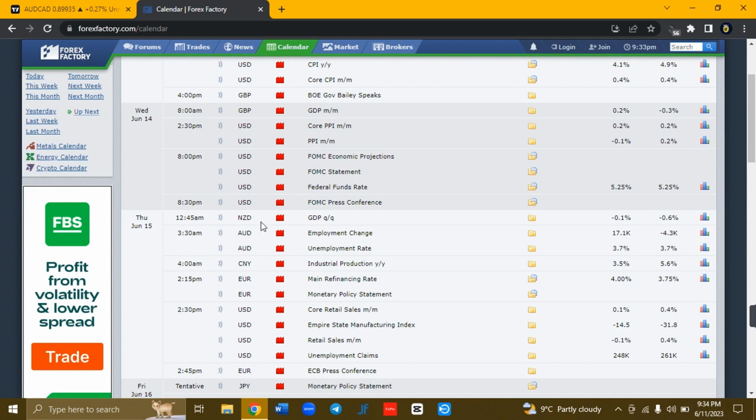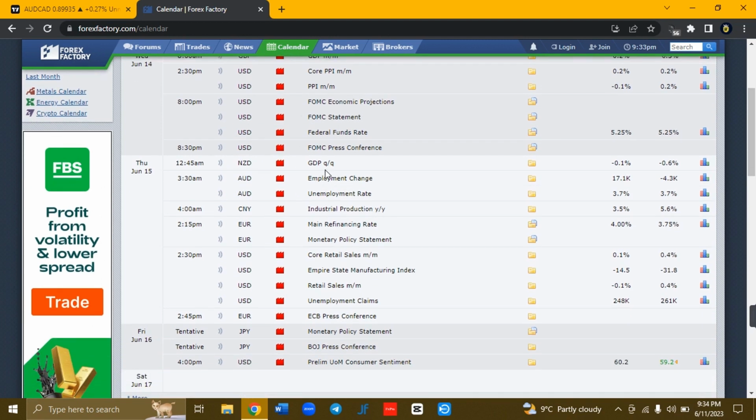And then Thursday we have NZD GDP, not trading. And then half 3 a.m. Thursday we have employment change, definitely going to be trading that one. And then from there, we have the euro rate, I'm not going to be trading that, and the core retail sales from the US. I'm not going to be trading those as well.